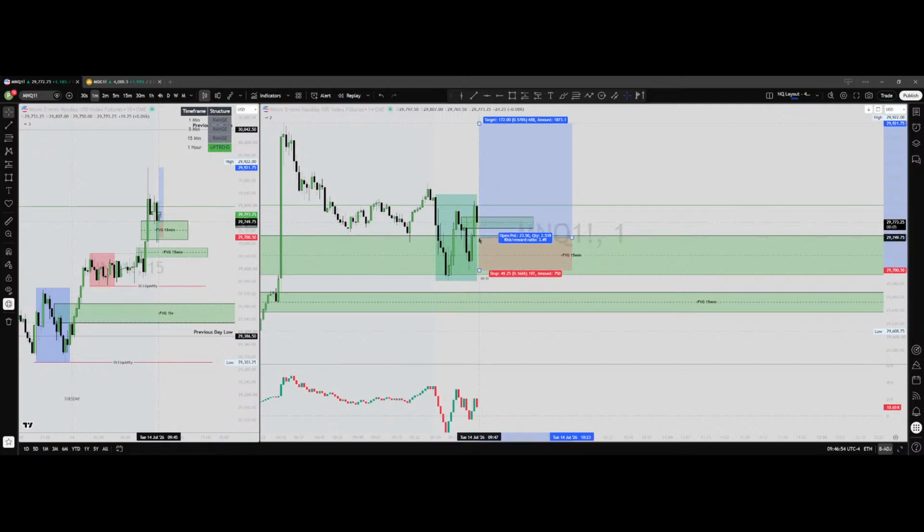There's also one more thing here. There's another fair value gap right here. Stop loss would be around 63 points. Okay, I'm going to enter longs right now. So, enter long at this small fair value gap. Stop loss is below this low.